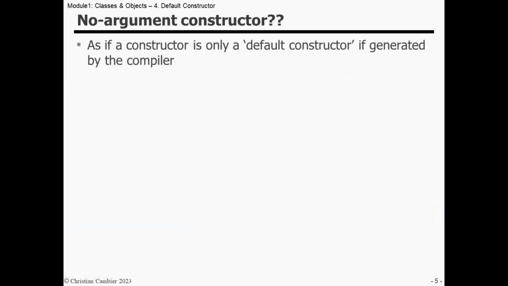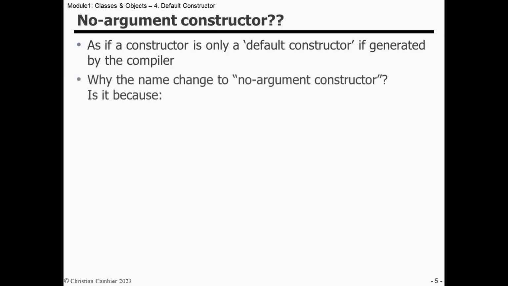A constructor is only a default constructor if generated by the compiler, because here's the misconception. If it is generated by the compiler, it is called a default constructor, but if created explicitly, then very often you hear, oh, then we call it the no arguments constructor. That's very confusing. Why the name change to no argument constructor from the moment it is explicit?